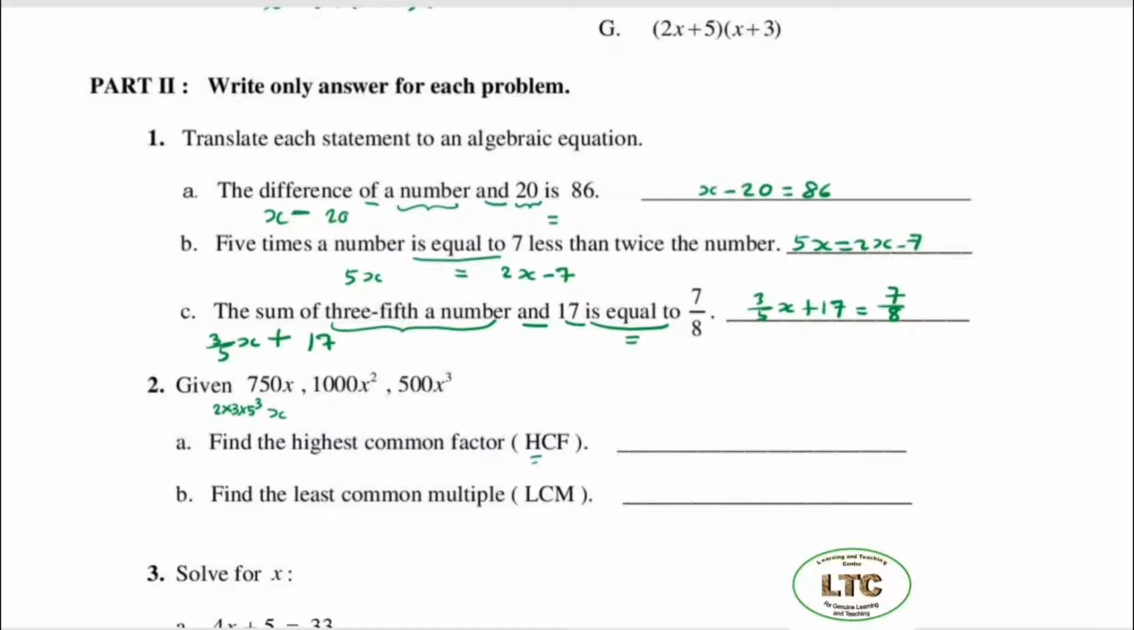1000 is 10 cubed, 10 power 3. 10 is 2 times 5, so 2 power 3, 5 power 3. This is 10 power 3, with x squared. 500 is 1000 divided by 2. Therefore 2 power 2 times 5 power 3, and here x power 3.